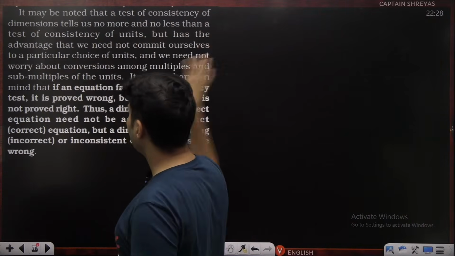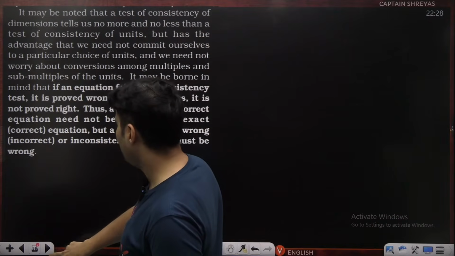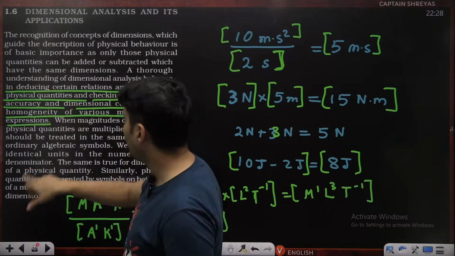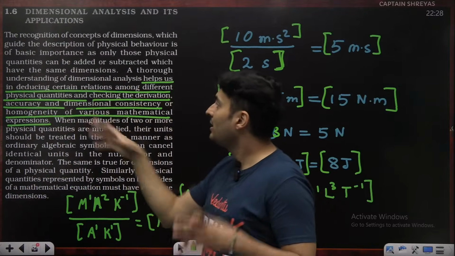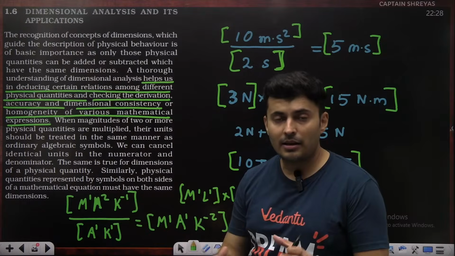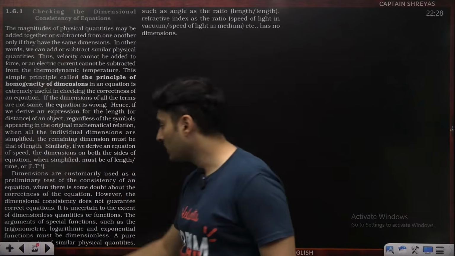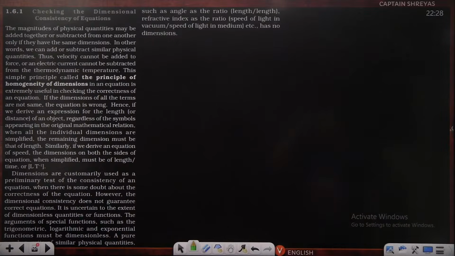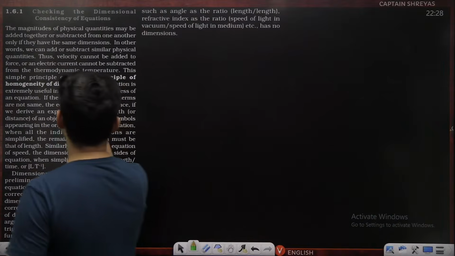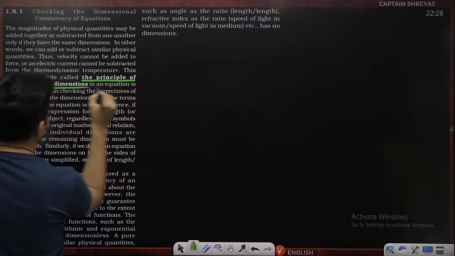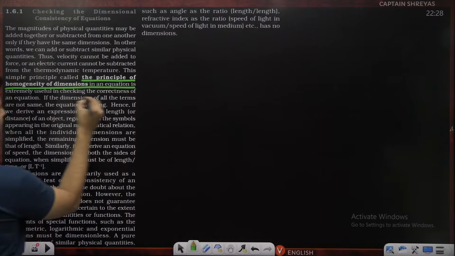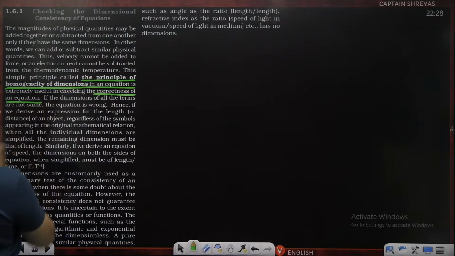And in the next slide, after this, we'll be talking about the first application, which is deriving relations between physical quantities. Okay, so we'll be talking about that. So what is the meaning of checking dimensional consistency? It is based on a principle called the principle of homogeneity of dimensions, which is extremely useful in checking the correctness of an equation.